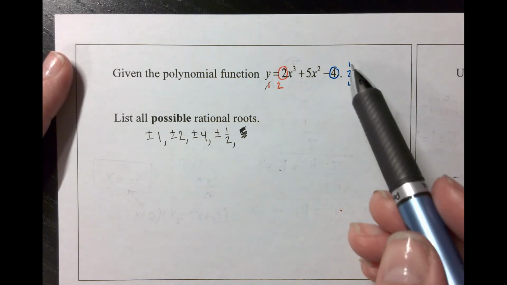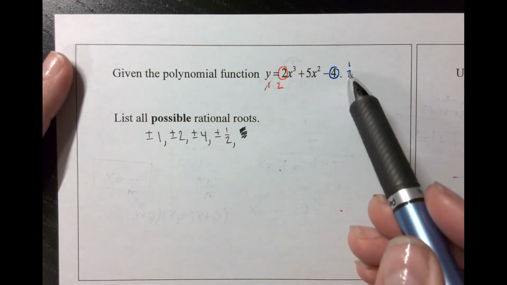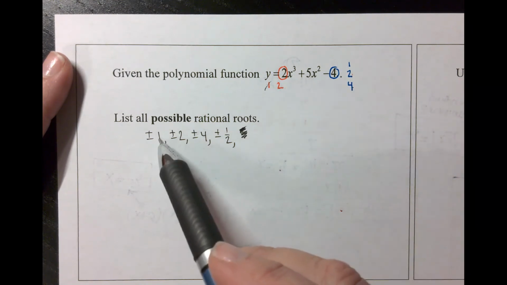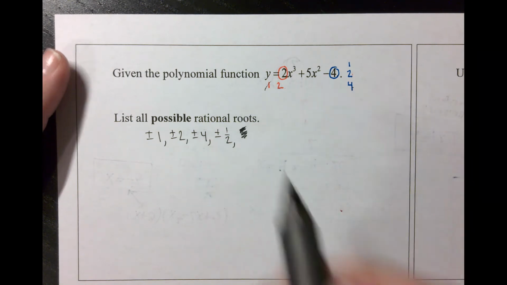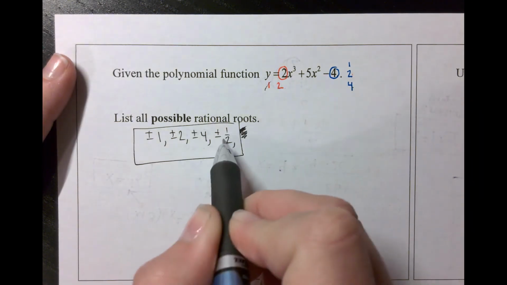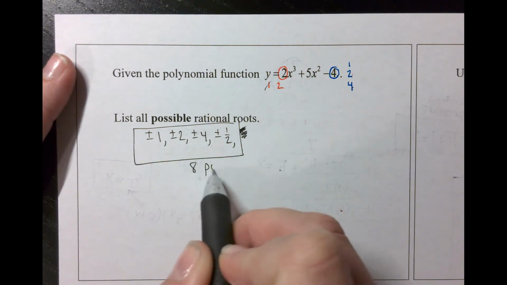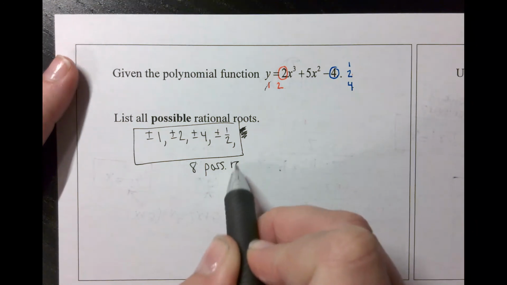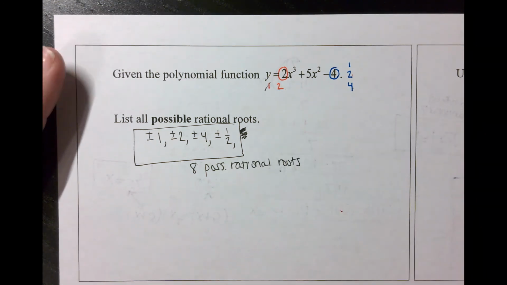So again, 1, 2, and 4, and then 1 divided by 2, which is 1/2, 2 divided by 2, which is 1, already on the list, and 4 divided by 2, which is 2, already on the list. So we've got 1, 2, 3, 4 times 2, because of the plus or minus, we have 8 possible rational roots.